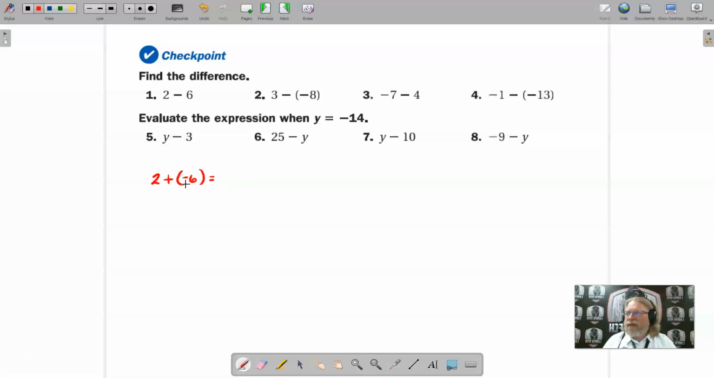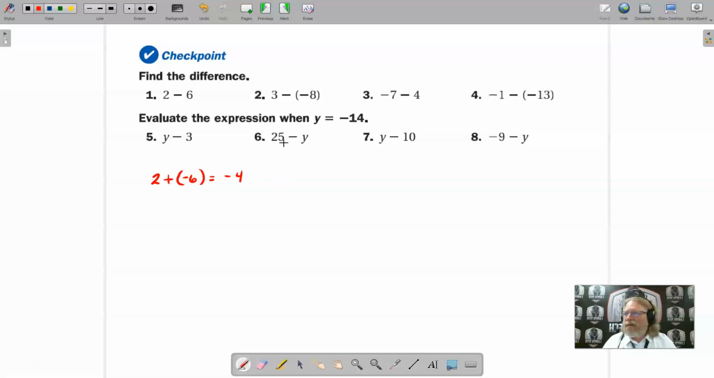Well, they're different signs. Negative 6 has a greater absolute value than positive 2. So the answer is going to be negative. And since they're different, I'm actually going to subtract. 6 minus 2 is 4. So my answer would be negative 4.